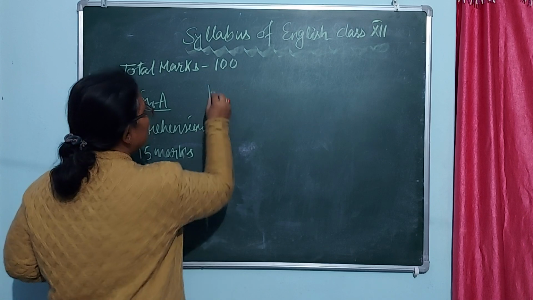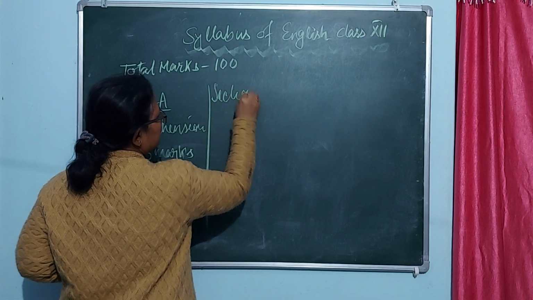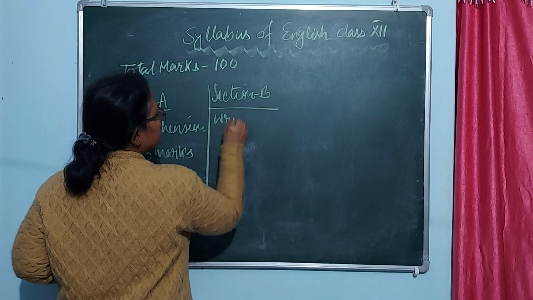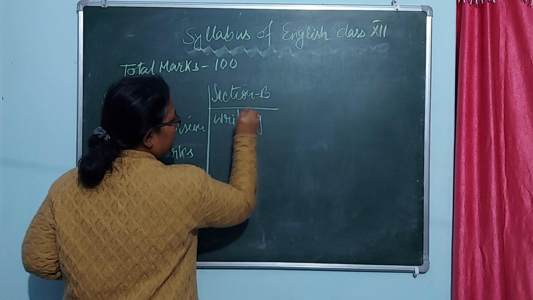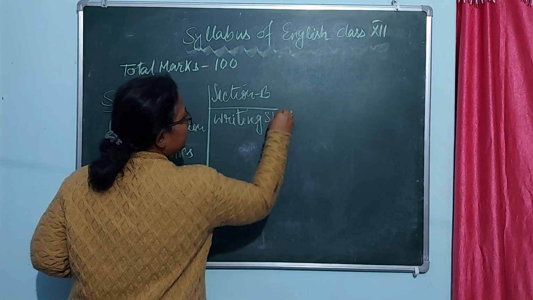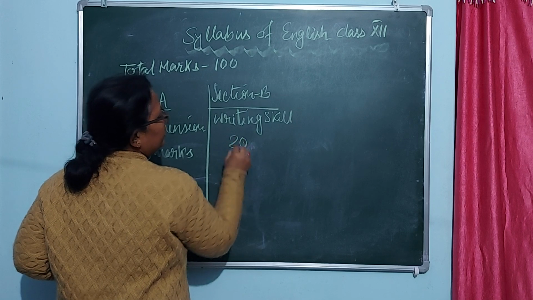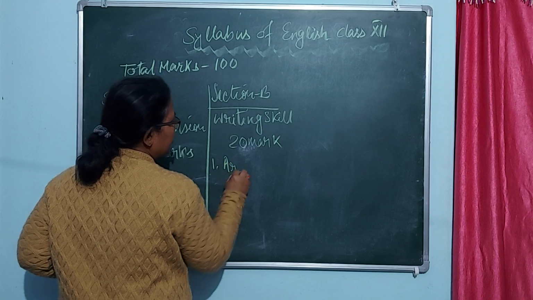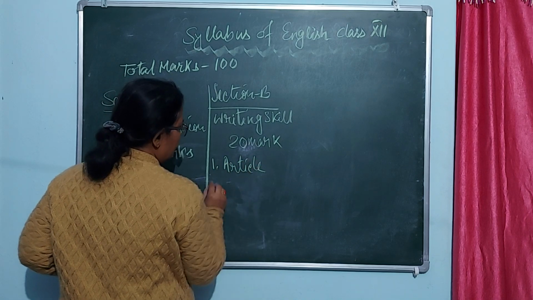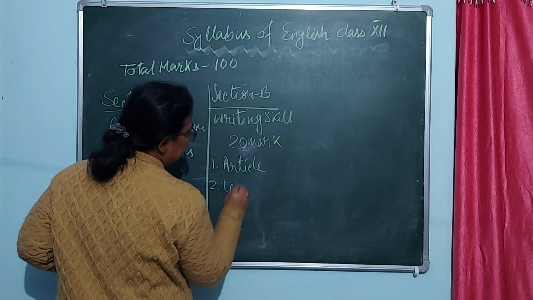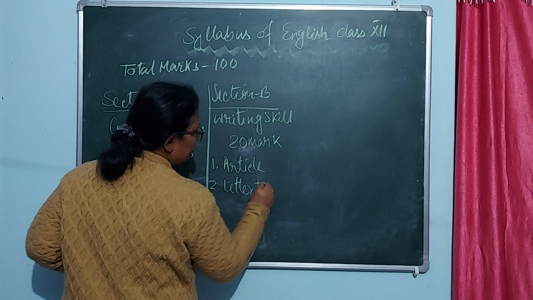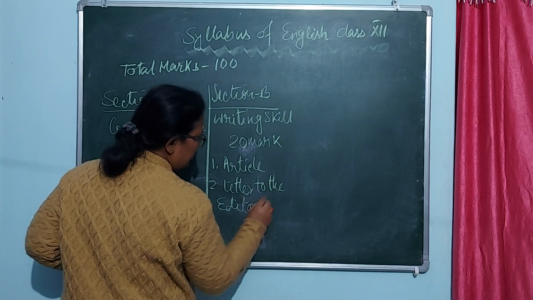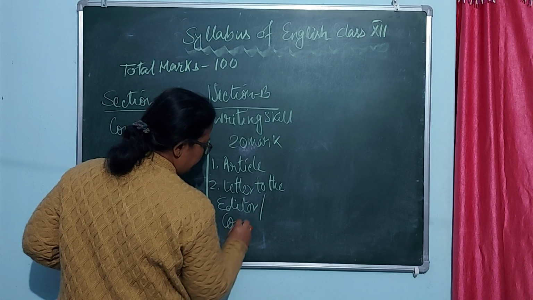Next comes Section B. Section B is writing skill. You have to learn this properly. Writing skill is 20 marks. What are there in writing skill? One is article writing and another is letter to the editor or complaint letter.